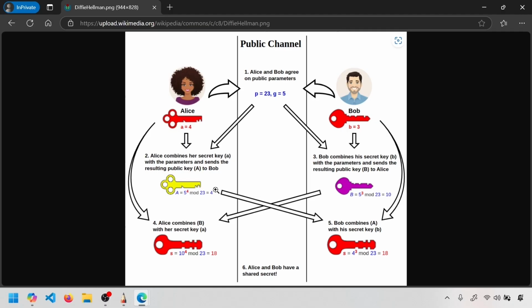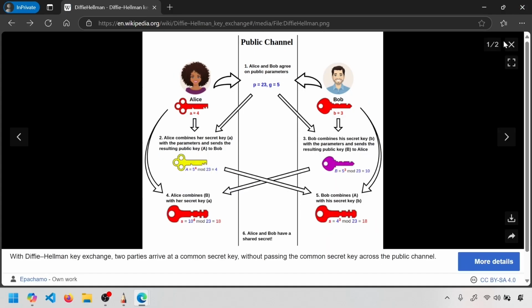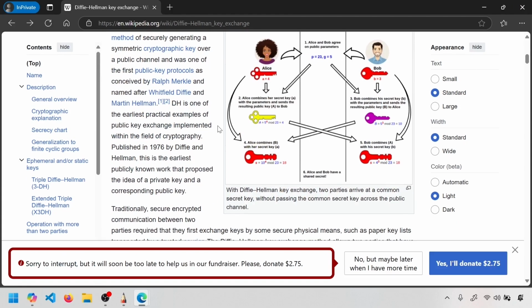Just go with the example I have shown or create your own example. The problem with this example is this 4 is not equal to this 4. This 4 is a different calculation which is not related to this 4. Anyway, we got 4 there. We are giving to Bob and Bob is doing similar things, and both of them end up with 18 as the common secret. So that is the Diffie-Hellman key exchange.